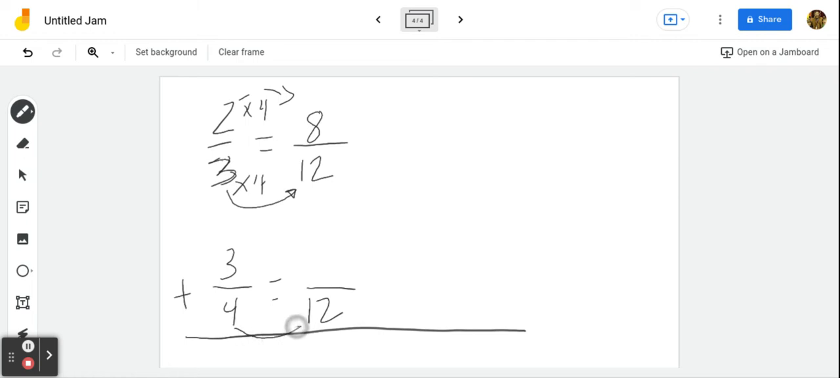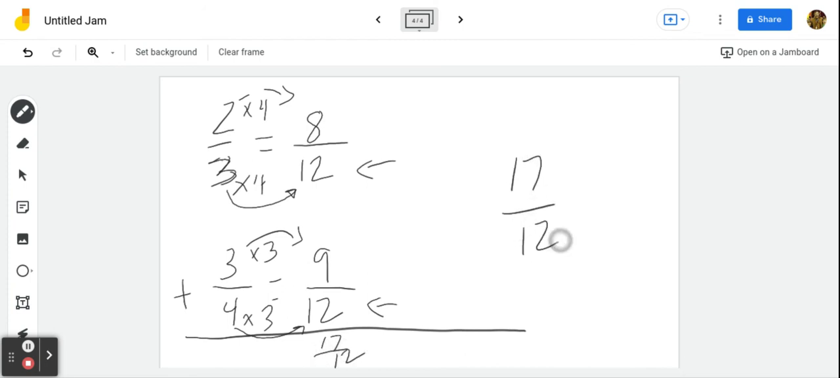Down here on the bottom, 4 to 12. 4 times something is 12. In this case, it's 3. 4 times 3 is 12. I have to do exactly the same thing to the top. So 3 times 3 is 9. Now these have common denominators. And by that, I mean we got 12ths here, we got 12ths here. We can add these up just as normal. So 8 plus 9 is 17, and I'm talking about 12ths. So that's my final answer, 17 12ths.